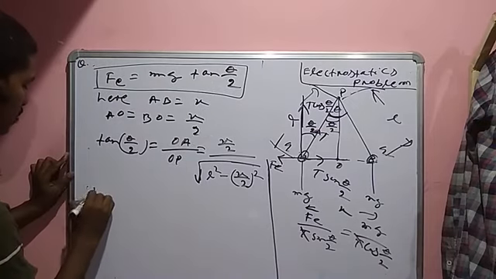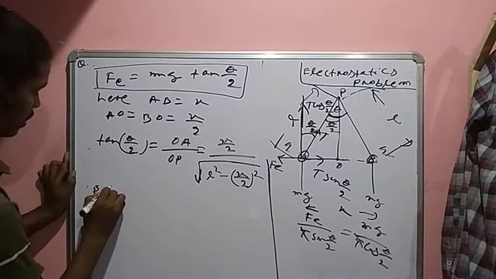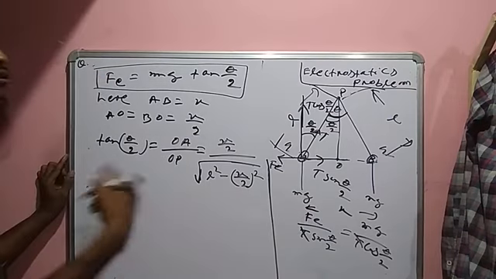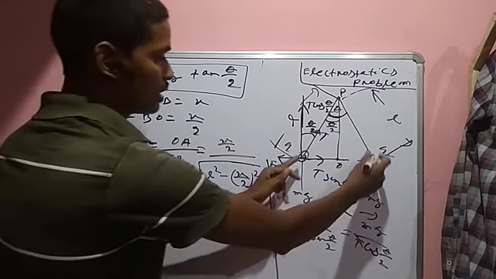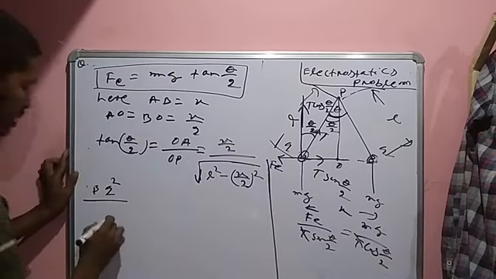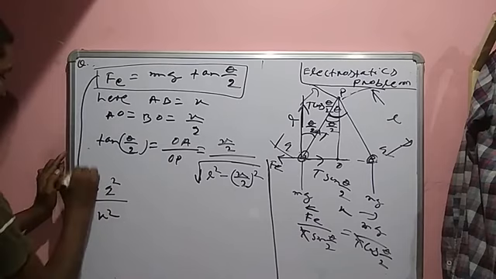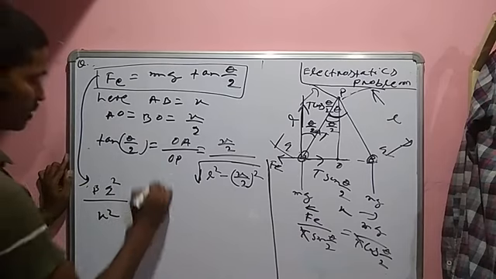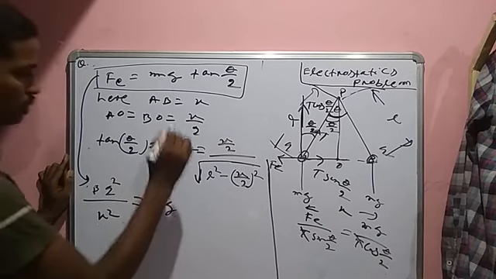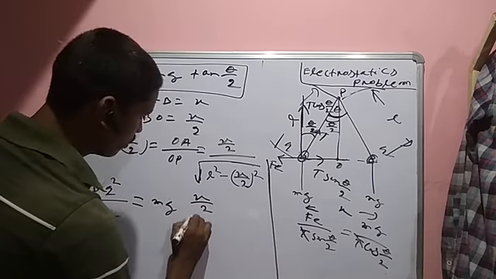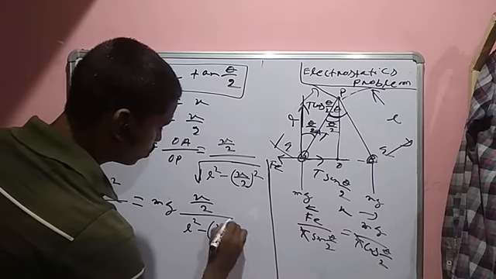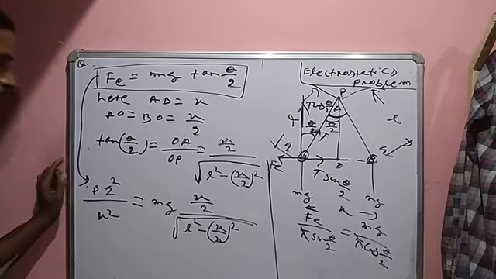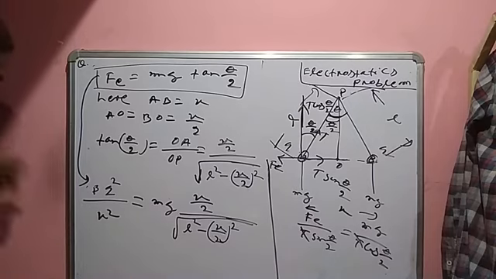So F is what? Beta Q, same Q. That means Q1 into Q2 means Q into Q, Q square by x square. Distance between two charges is x. This one is equal to mg. Tan theta by 2 is what? X by 2 by root over L square minus x by 2 square. This one. So finally write down beta is what?